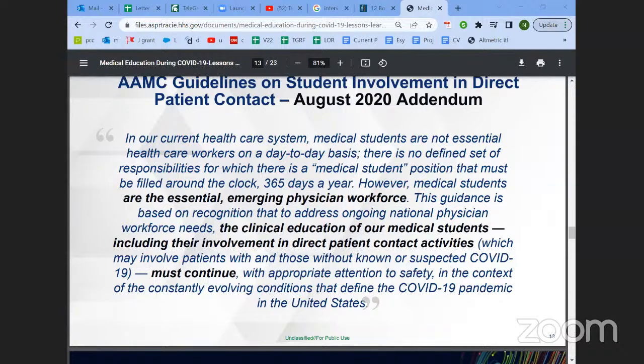This guidance is based on recognition that to address ongoing national physician workforce needs, the clinical education of our medical students, including their involvement in direct patient contact activities, which may involve patients with and those without known or suspected COVID-19, must continue, with appropriate attention to safety in the context of the constantly evolving conditions that define the COVID-19 pandemic in the United States. So what they're saying is that if we don't continue education for medical students, then we'll delay their graduation, and hence we won't have interns the following year, which will decrease our workforce. And therefore, we have to continue teaching students in clinical settings, especially when the numbers have gone down.